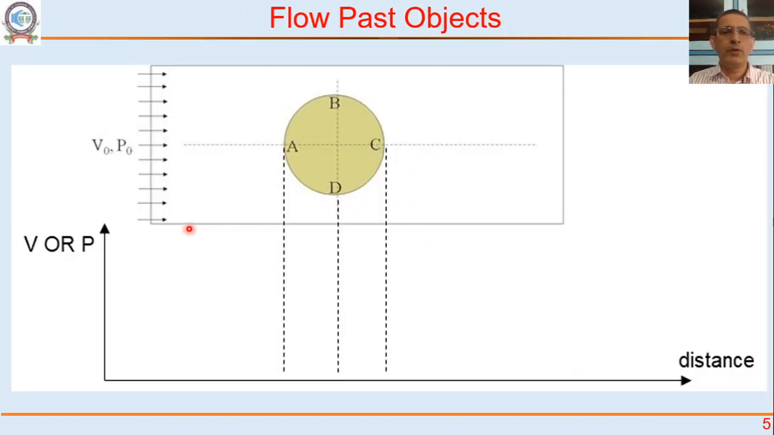Okay. What I want you to do, imagine this is the situation. Let's say this is a cylinder or a sphere. We are trying to look at uniform flow. So these are velocity vectors.